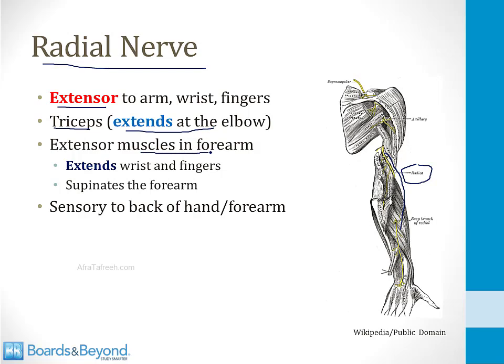So on the back of your forearm, you find many muscles that extend the wrist and fingers, and these are all innervated by the radial nerve. In addition, those muscles supinate the forearm, and so this motion requires the radial nerve. And then in addition, it's sensory to the skin at the back of the hand and forearm, and that should make sense if you remember that this nerve also innervates the muscles on the back of the forearm.